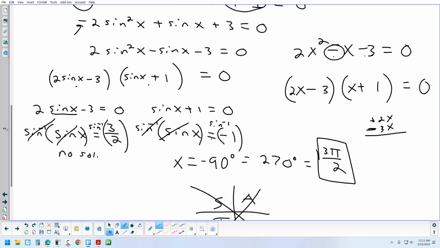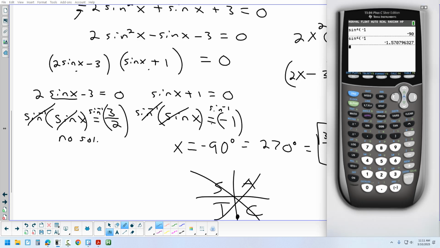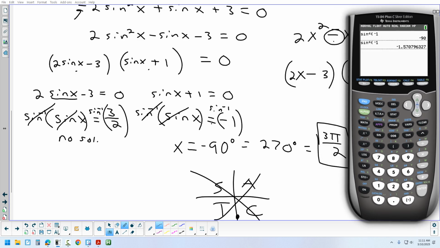If you had done this in radians, because you might think, well, why not just put your calculator in radians? Well, what's going to happen if I do this in radians? You're going to get a different answer. What kind of answer am I going to get? A decimal. Do you know that that's equivalent to 3 pi over 2? You might not know that, right?